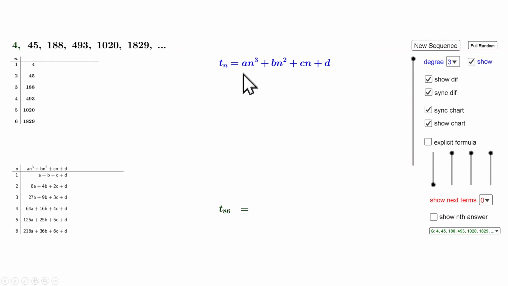When I get to my second number, 2, this is my 2 cubed times a. This is my 2 squared times b, my 2 times c, and then my d. My third term is 27, or in this case 3 cubed times a, 3 squared times b, 3 times c, followed by d. I need to know how this switches.